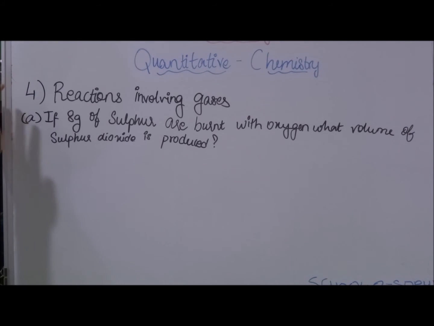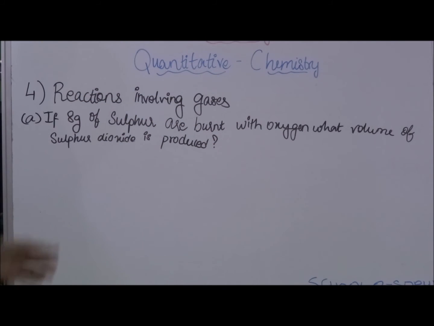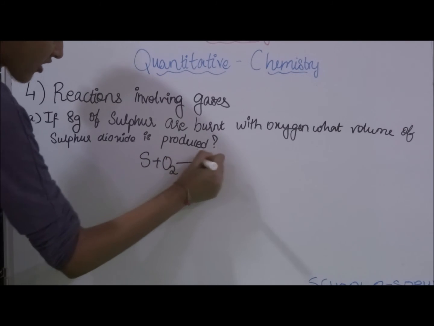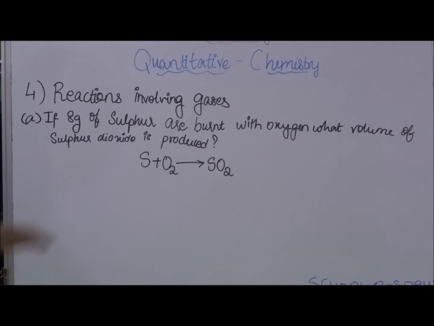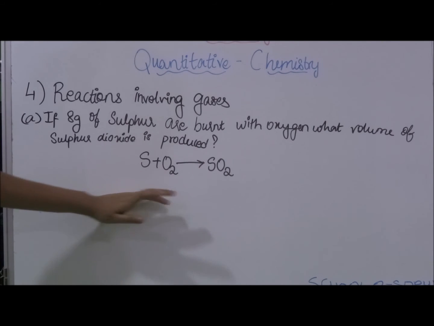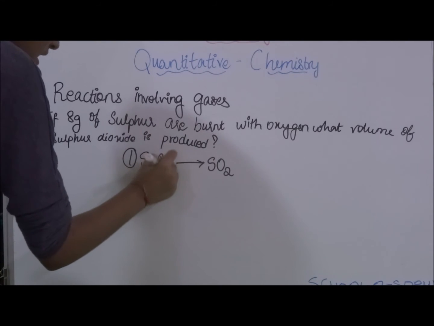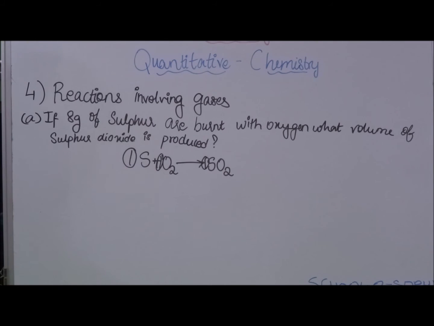Reactions involving gases. If 8 grams of sulfur are burnt with oxygen, what volume of sulfur dioxide is produced? The first step remains the same. We write a balanced chemical equation. Sulfur reacts with O2, that is oxygen, to give out SO2, that is sulfur dioxide. This is already balanced. So we need to remember that the ratio will always be 1:1.